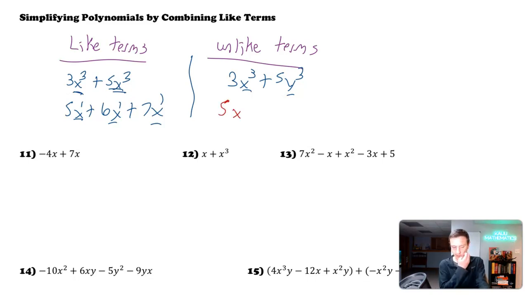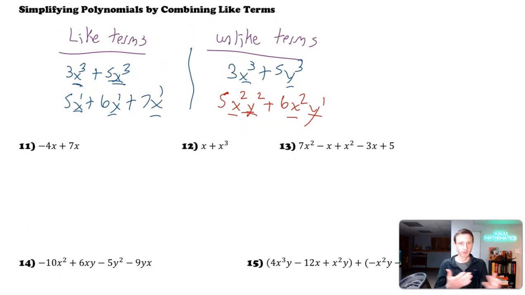5x to the second, y to the second, plus 6x to the second, y. Close. But this is y to the first. This was y to the second. Even though the x's are the same with the variable and the exponent, everything has to be the same. The whole entire term has to be identical. Same variable, same exponents, but that one's not, so that'd be unlike terms. Once we do have like terms, all it is, is just combining them together, performing the operation.